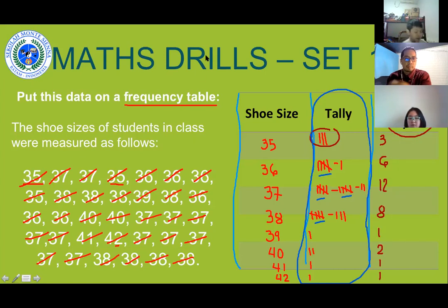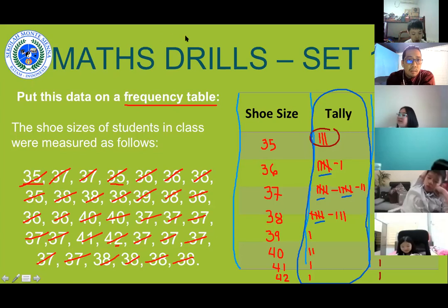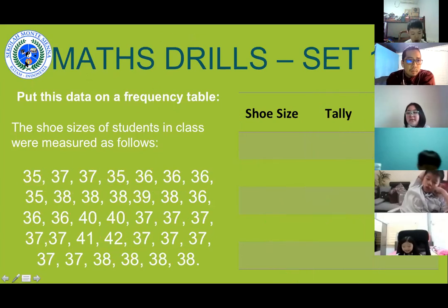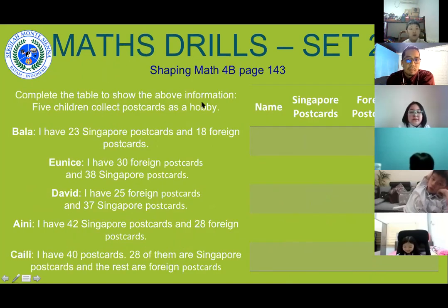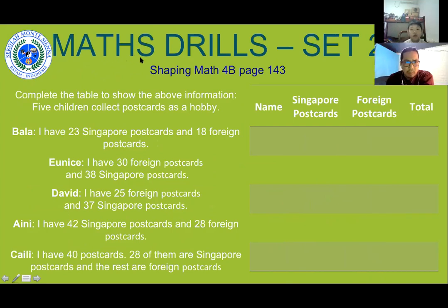Let's continue now with the next part. Can you get your Shaping Maths book? 4B, Alfredo, 4B. Okay. It's page 143. So that you don't need to copy the table on my screen, you can answer this drill on your Shaping Maths book. It's 4B, page 143. It's written on my screen. Shaping Maths 4B, page 143. Go.